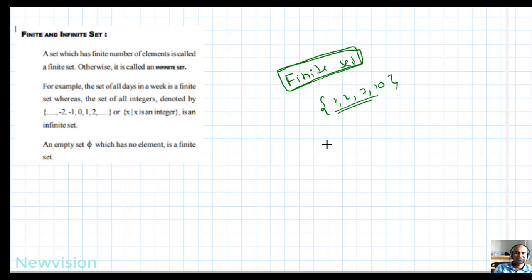So finite set is this. Example for an infinite set: N, the set of natural numbers, is said to be an infinite set. Z is an infinite set. R is an infinite set. These all are infinite sets.